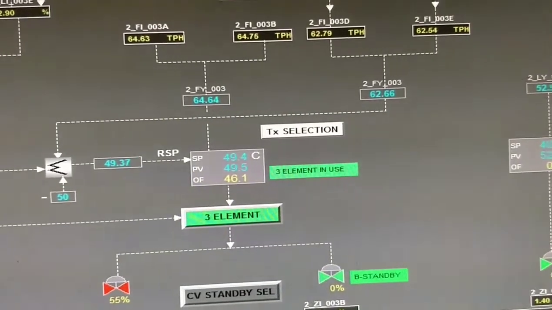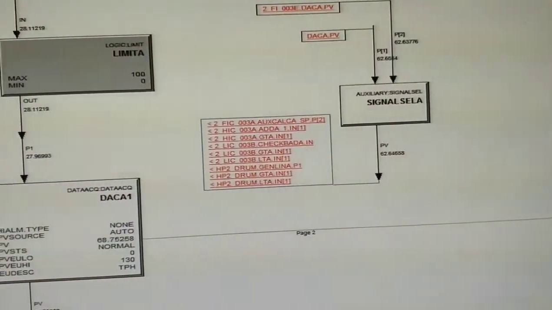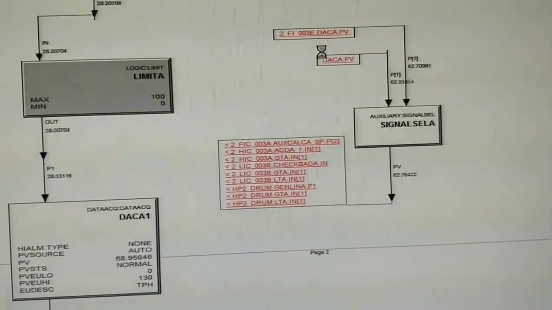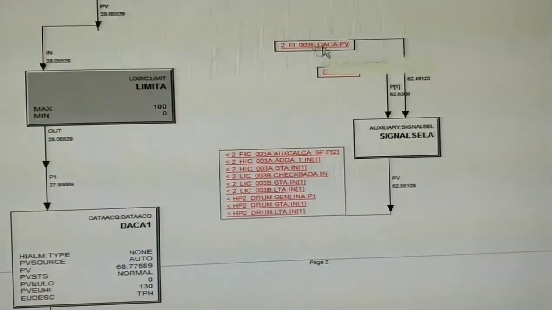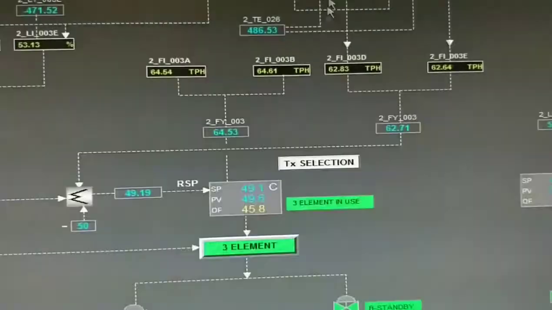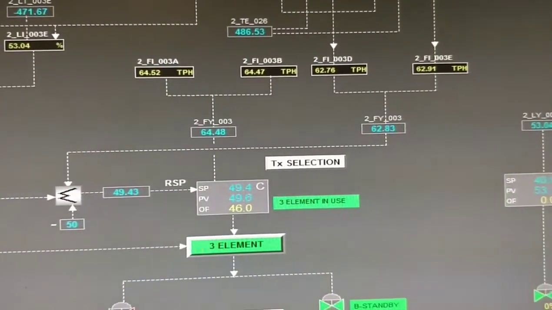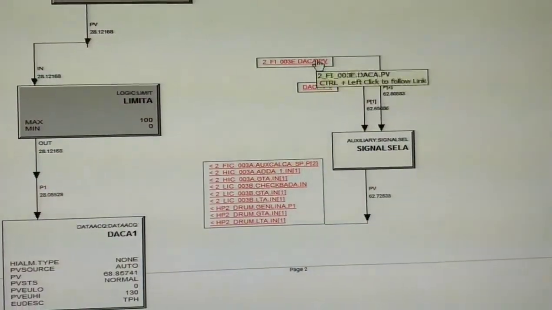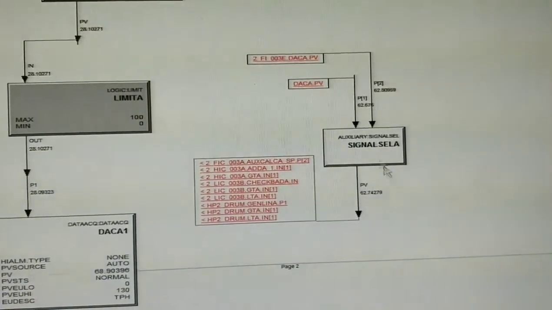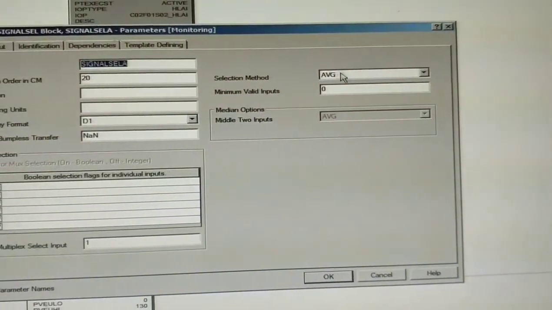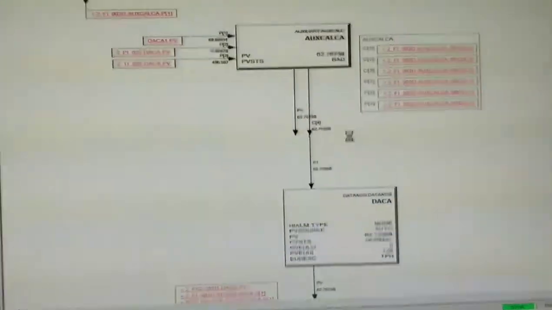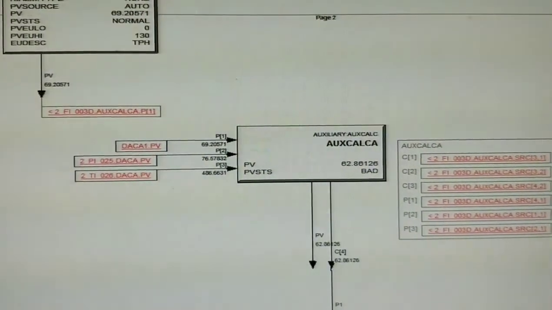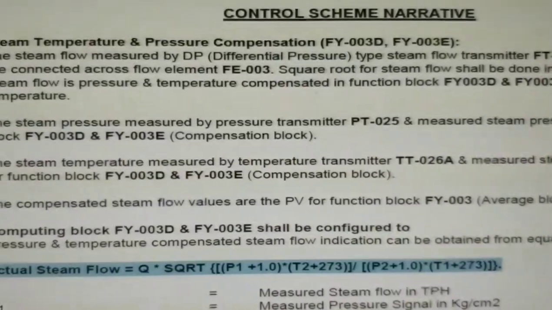Now the average is shown here as 68.75. Two readings are taken, these two tags, and here the average is made. This average is going into the calculation block. Now this is the auxiliary calculation block where this formula is implemented.